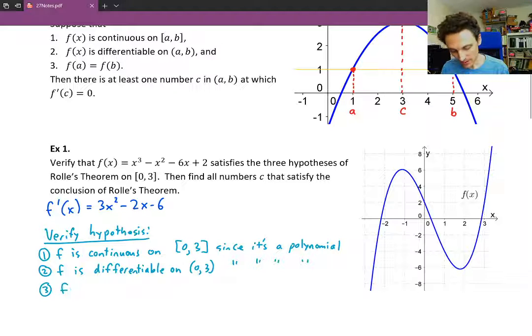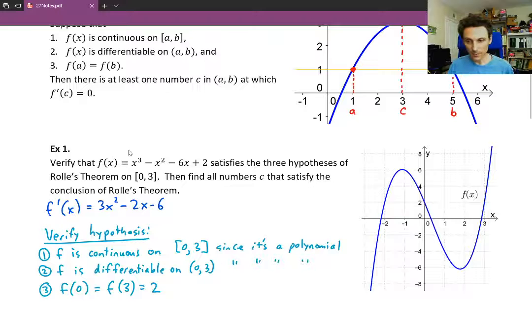So 3, f of a is f of 0, and that is equal to f of b, which is f of 3. Both of these, if you look at f of 0 or f of 3, you're going to get 2. And you can double check that. If you plug in 0, well, it's pretty clear it's 2 because all these terms would become 0 and you just get 2. If you plug in 3, you'll get 27 minus 9 minus 18 plus 2, and that also gives you 2. You can also peek over at the picture and you've got f of 0 equals 2 and f of 3 equals 2 as well. But we're not going to be given the picture in all these cases.